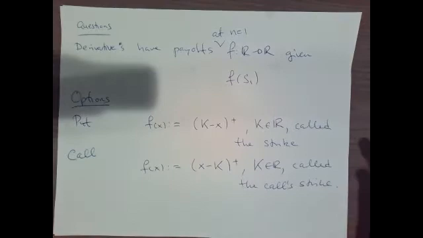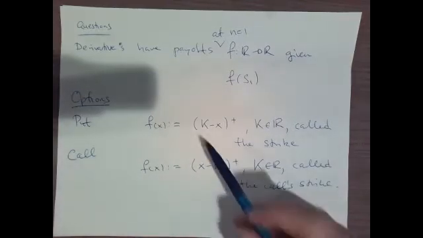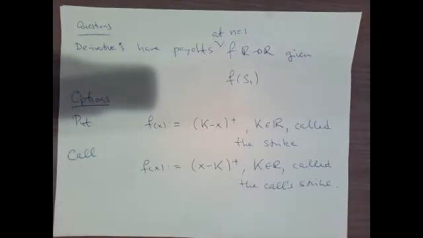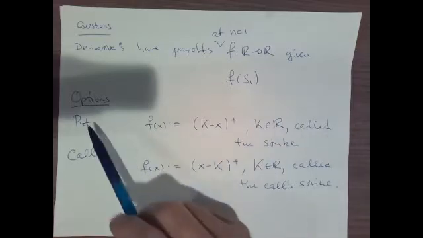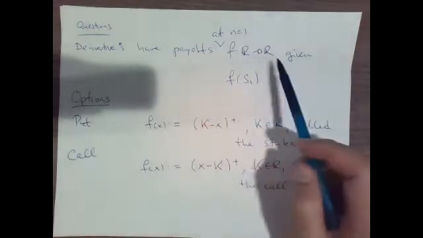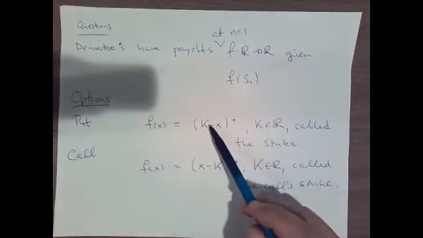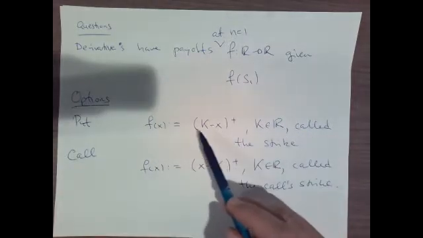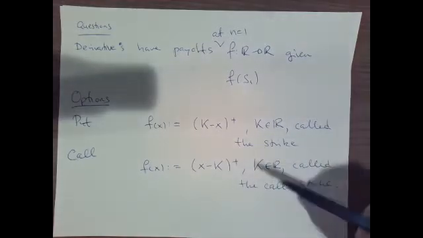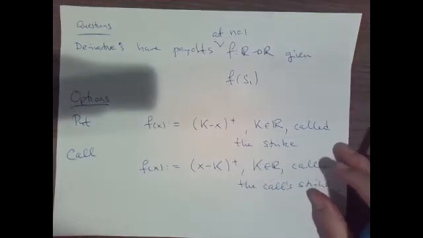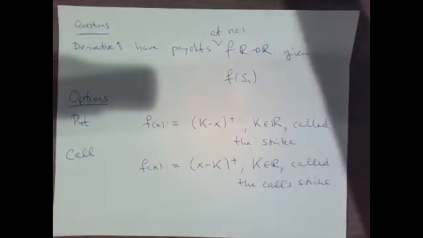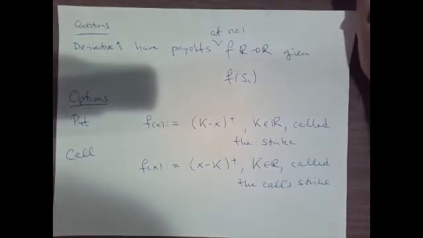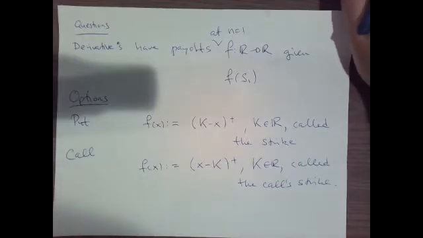Right, so when we talk about strikes, K's, what is meant is that this function that gives you the derivative's payoff is given in terms of this constant K. And that constant K is called the put strike and the call strike. Does that make sense?